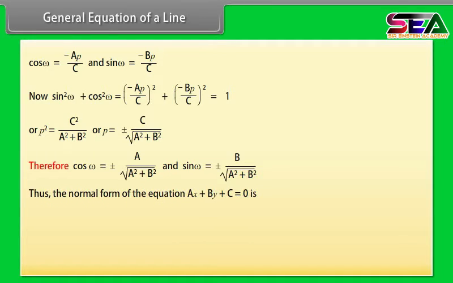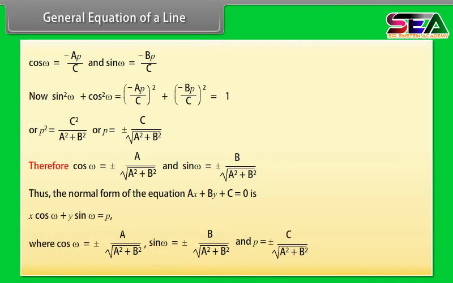Thus, the normal form of the equation ax + by + c = 0 is x cos omega + y sin omega = p, where cos omega = plus or minus a/square root of (a square + b square), sin omega = plus or minus b/square root of (a square + b square), and p = plus or minus c/square root of (a square + b square).